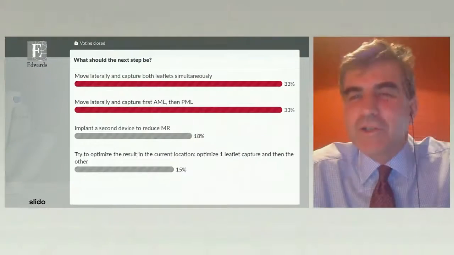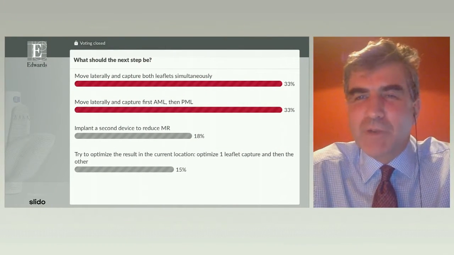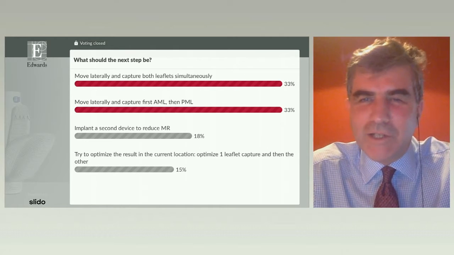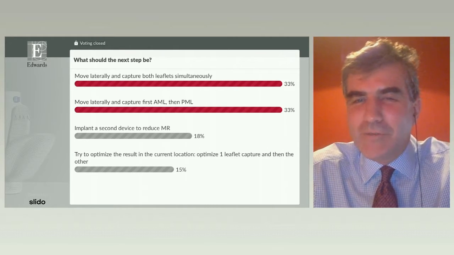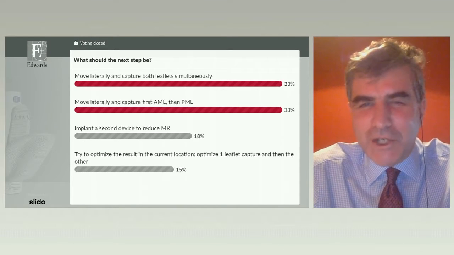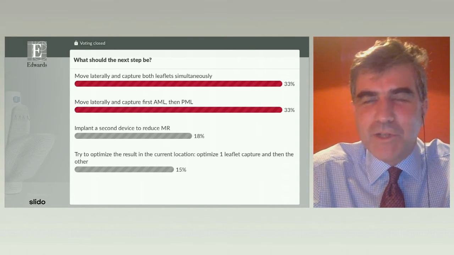So in fact, you've split our participants very equally. One third think that you should move laterally and capture both leaflets at the same time. Another third think you should move laterally and then do one leaflet at a time. And then a further third are split and aren't quite sure what to do. So you're the expert, Philippe. You need to tell us how you proceeded.